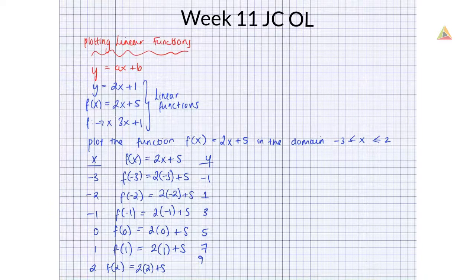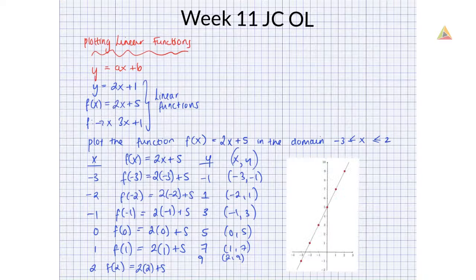Now, if we were to put them into pairs, or x and y values, the first pair will be minus 3, minus 1. The next one is minus 2, 1. The next one is minus 1, 3. The next one is 0, 5. The next one is 1, 7. And the final one then is 2, 9. So the idea is to plot these on a coordinate diagram, and I'm going to paste in now what it should look like. So I've pasted it in there now.